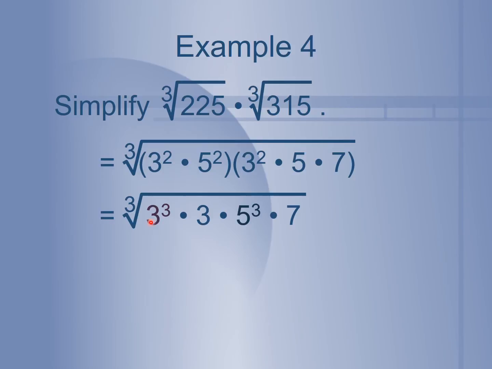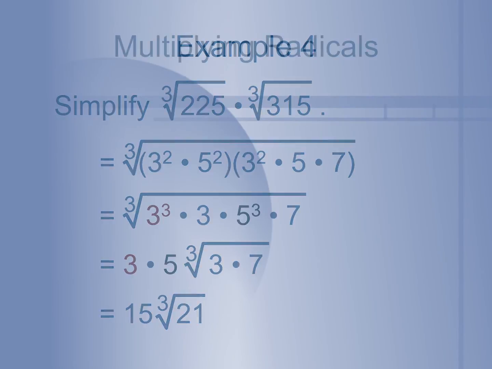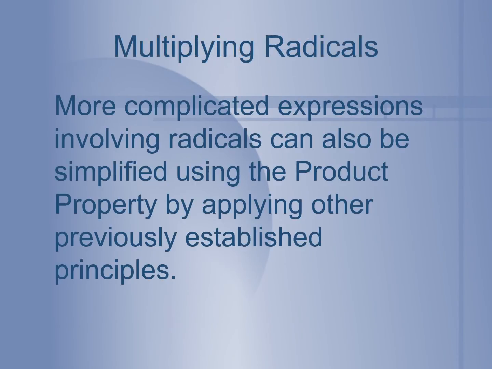So this 3 will be able to come out, and this 5 will be able to come out, leaving the 3 and the 7 on the inside. And now that I have 3 times 5 on the outside, I have to simplify that, and that becomes 15, and 3 times 7 on the inside becomes 21. So the more complicated your radical becomes, you can use the product property and other properties that we have learned so far to help simplify and multiply.